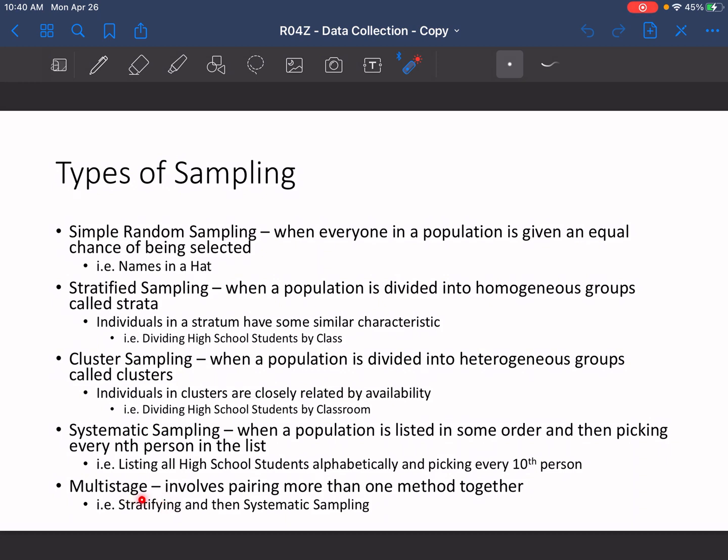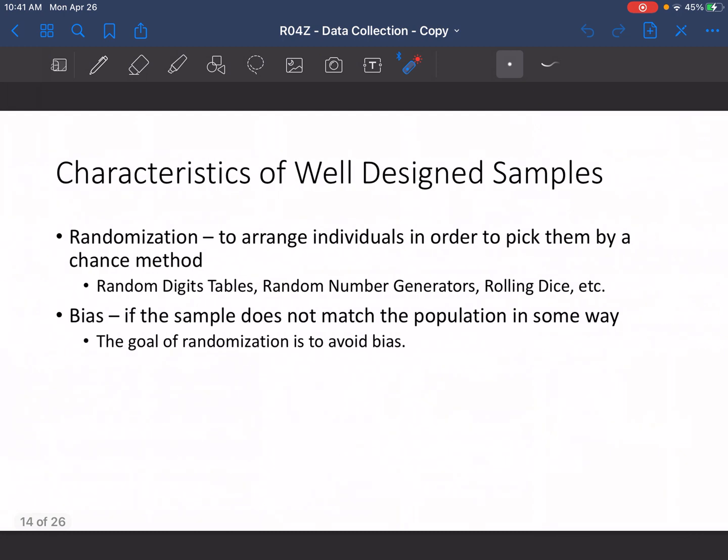Like, let's say we were to split up all of our students in our high school, and we were just looking at the freshman class. So we're just only taking the freshmen. That's the stratifying part of that. And then we are going to pick every 10th freshman to sample. And that's the systematic portion of it, is picking every 10th one. So that's an example of a multi-stage sample in that sense.